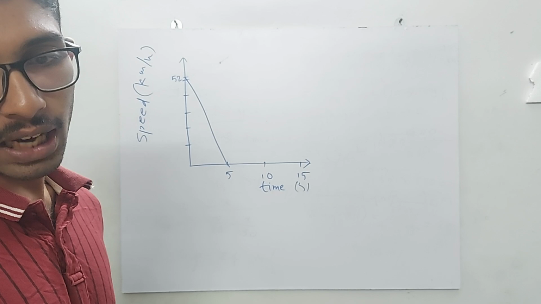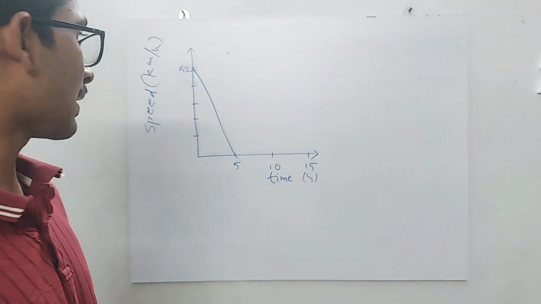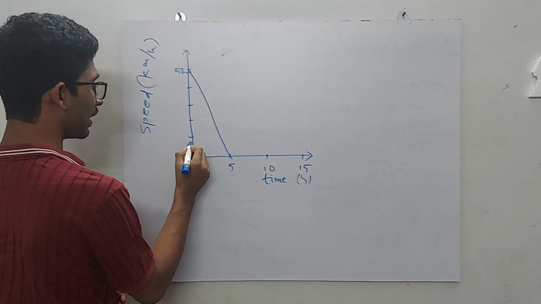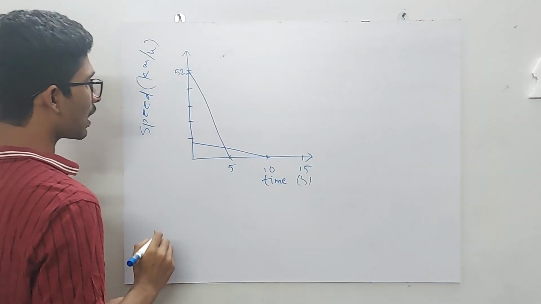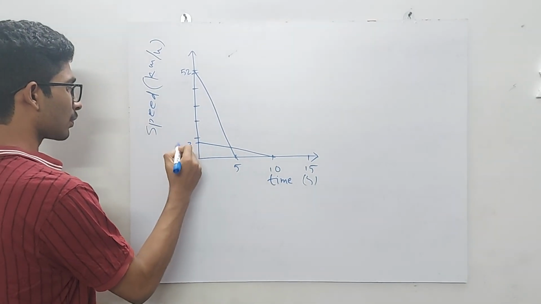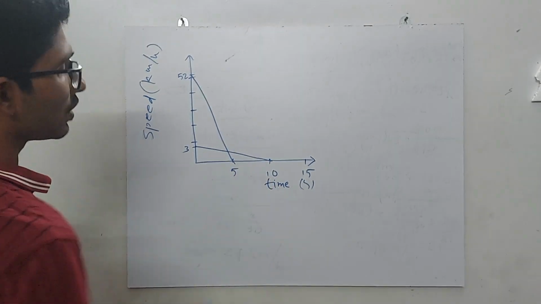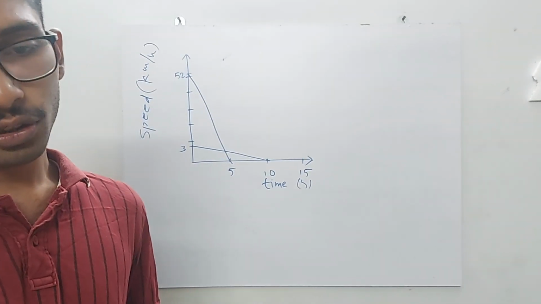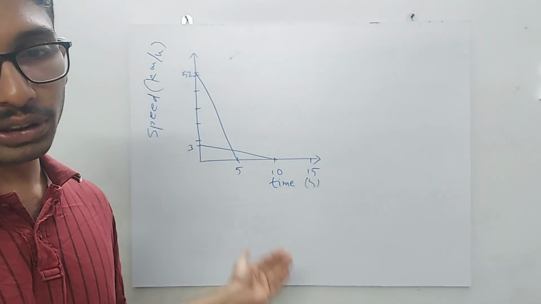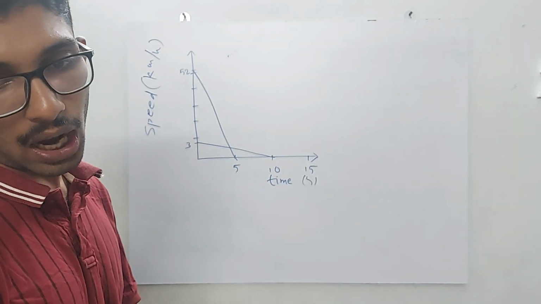Next, another car which was going at 3 km per hour applies brake and stops in 10 seconds. So 3 km per hour would come somewhere here. For simplicity I am drawing it here; it's not to scale because 3 km per hour would be very small. So this is 3, and it comes to stop within 10 seconds. So on the same graph we have plotted the speed versus time graphs for both the cars. So which of these two cars traveled farther after the brakes were applied?